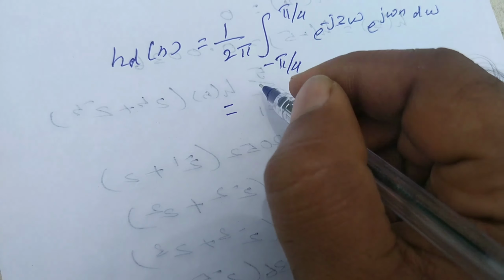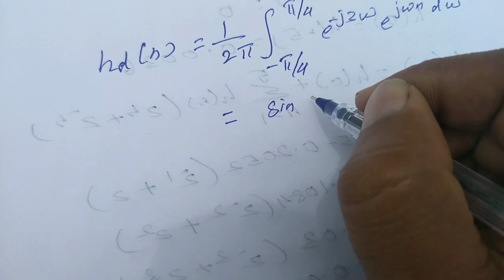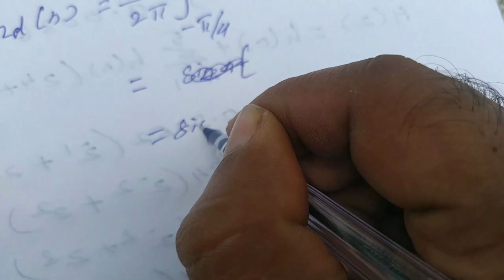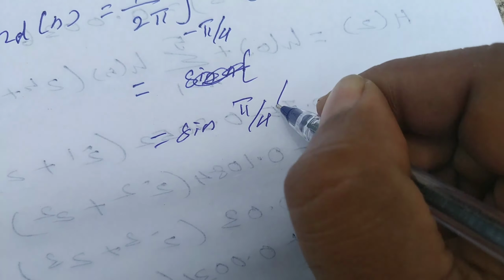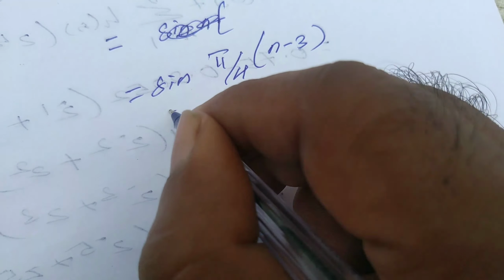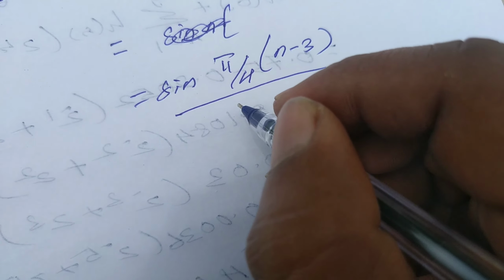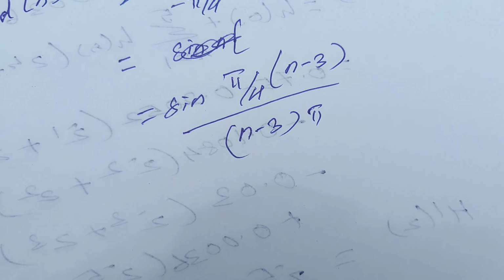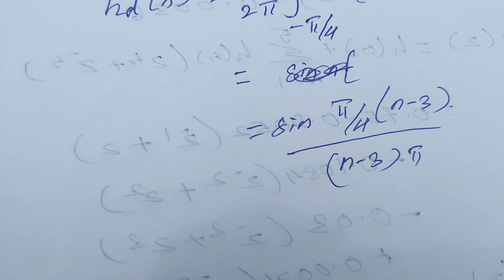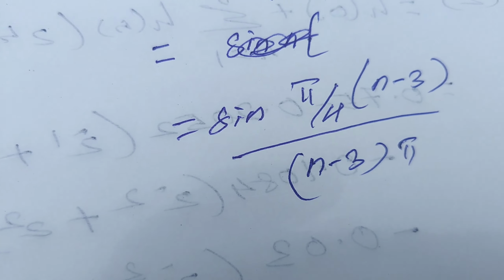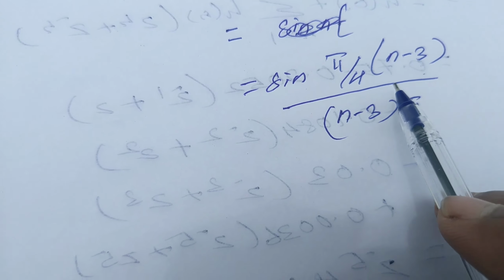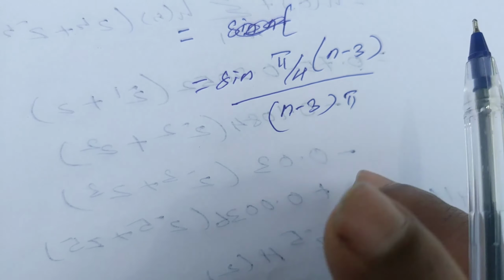After solving this integration we will get sin of pi by 4 into (n minus 3), and similarly in the denominator, instead of n pi we will get (n minus 3) pi. Actually we used to get sin of pi by 4 into n, and in the denominator sin n pi, but here there is a delay, so we get n minus 3. The denominator also we get n minus 3.